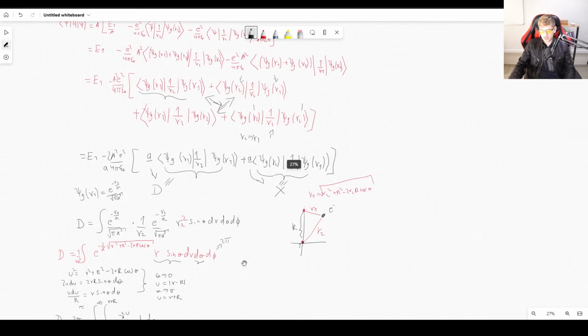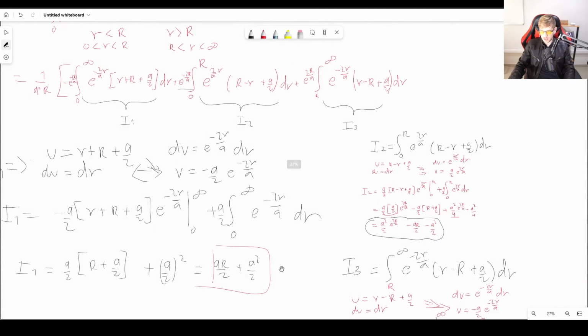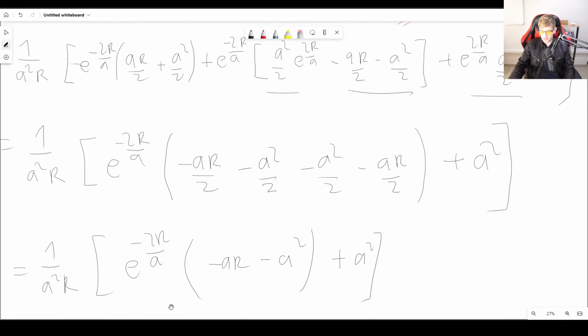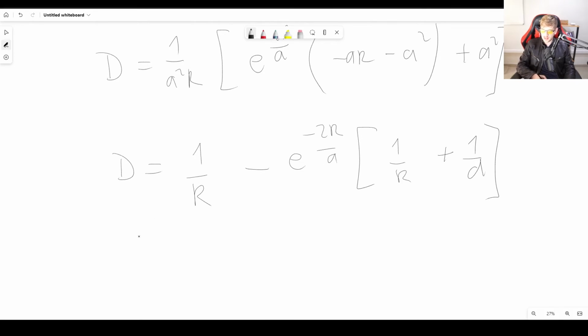Okay, and I think I'm just going to stick to his notation now. I'm going to make the change, at least in D, so that you can see. So basically D, according to Griffiths, is a over r, which is basically a times the D that we just found, minus e to the minus 2r over a times big R over r plus 1. So that is the way in which he defined this.